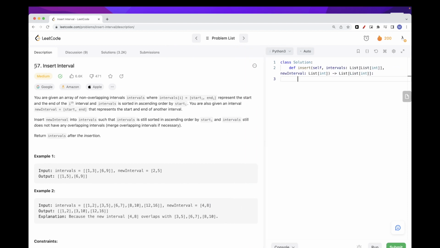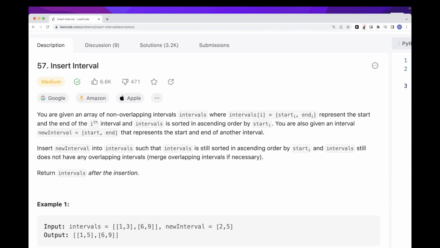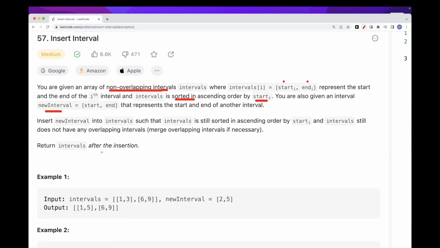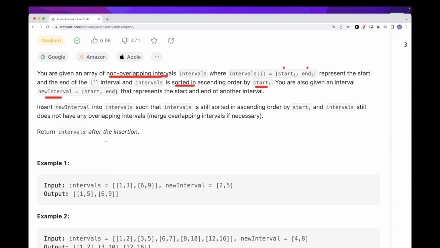So, Insert Interval. The problem says we have a list of non-overlapping intervals where each interval has the start and the end position, and they are sorted in ascending order by the start value, so that's good. And we get a new interval that we want to insert into this list. And so we want to insert it in a way that we maintain the sorting order. So we want to keep the list sorted in ascending order after adding this new interval.